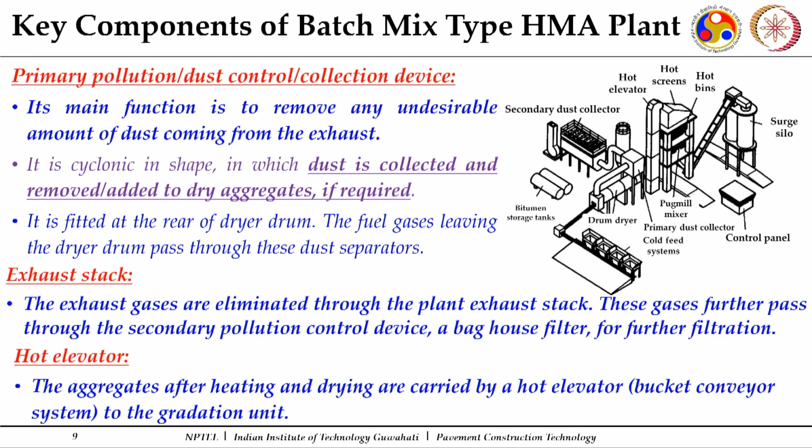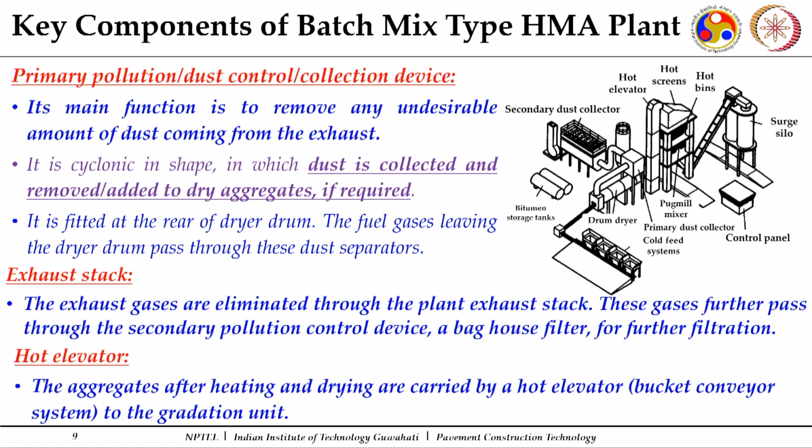Whatever best we can do at the hot mix plant to reduce any harm done to the environment, for this we have dust collection systems, which can also be called a primary pollution control system, primary dust collection system or device. Its main function is to remove any undesirable amount of dust coming from the exhaust. So, we want to trap that, and there are two stages of this: the primary dust collection system and the secondary dust collection system.